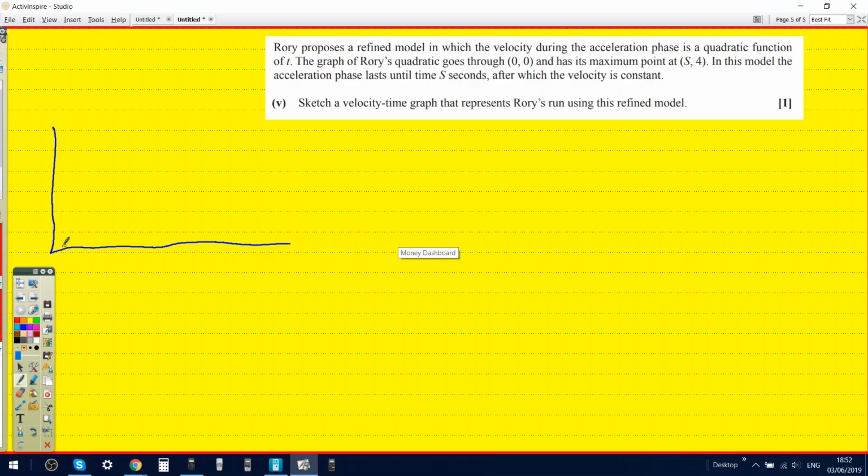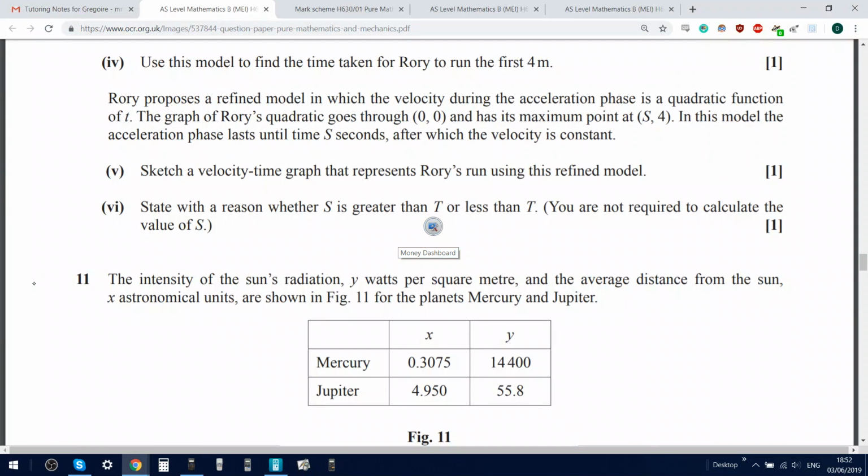So start at 0, 0 and just curve. Like that. Yeah, because its maximum is at 4, which is the maximum velocity. Okay. And I would show S on the x-axis. Yeah. Okay. And then this one.